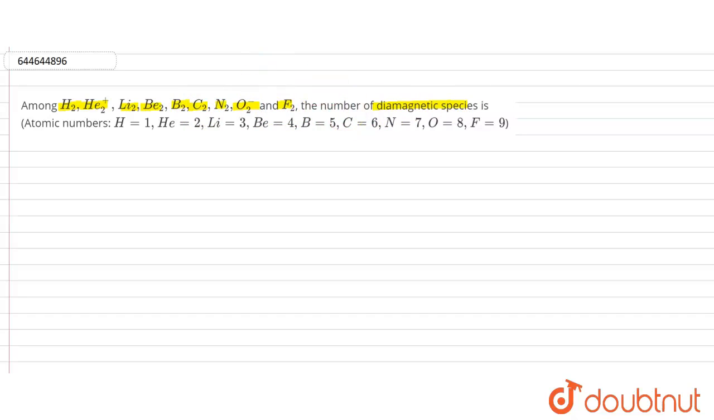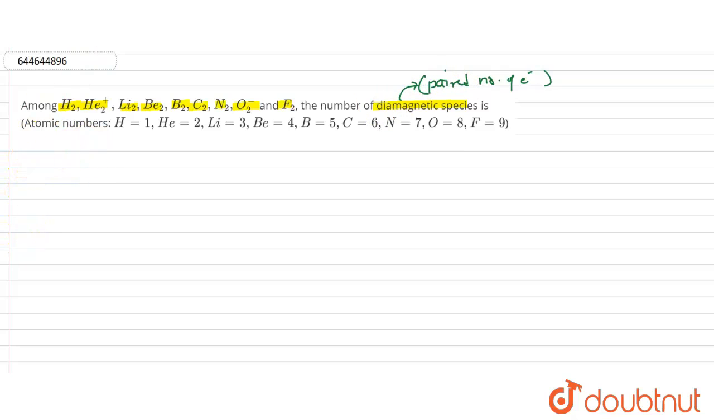Actually, diamagnetic species are those species which have a paired number of electrons. So I can say this, which have a paired number of electrons in their molecular orbital are considered to be diamagnetic, right? So now let us try to solve this question and find out which of the following species is diamagnetic.